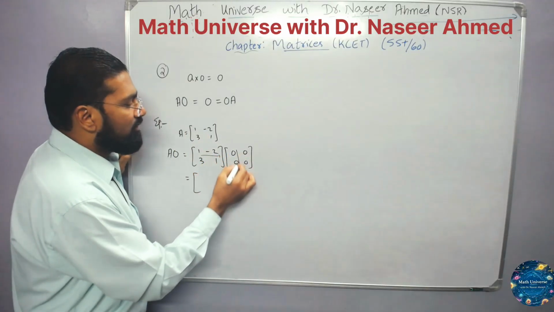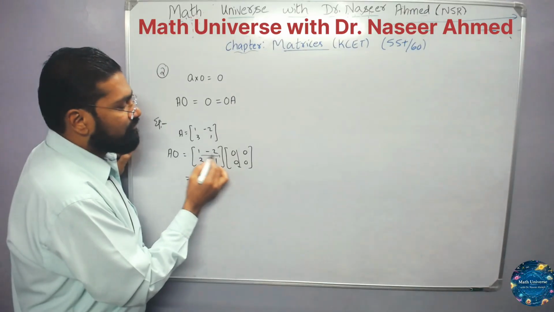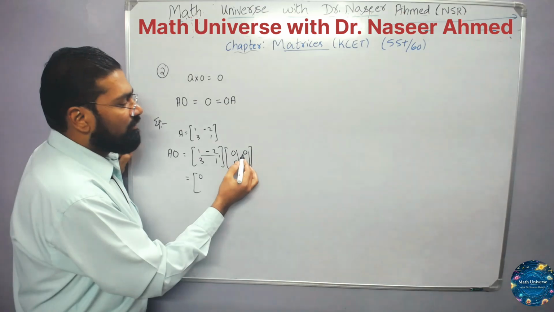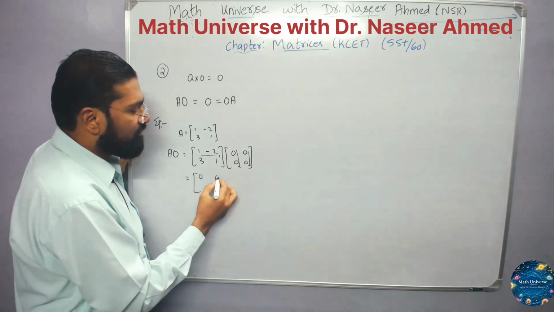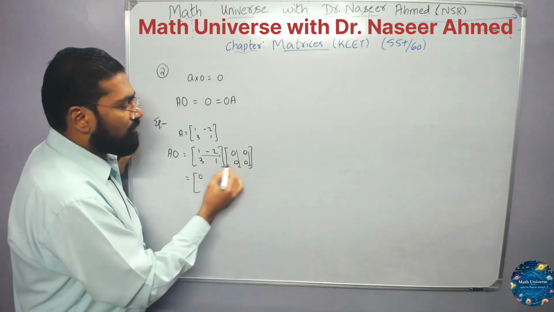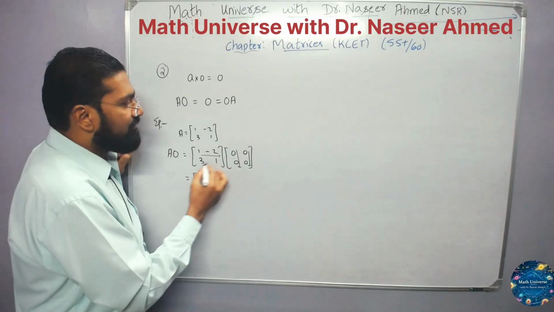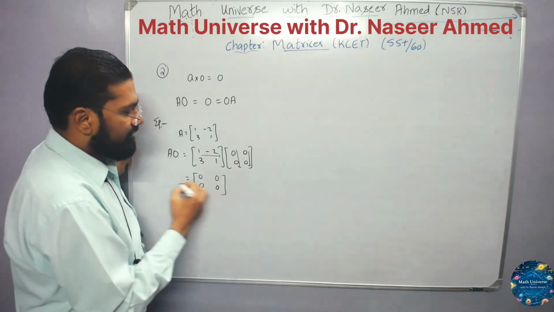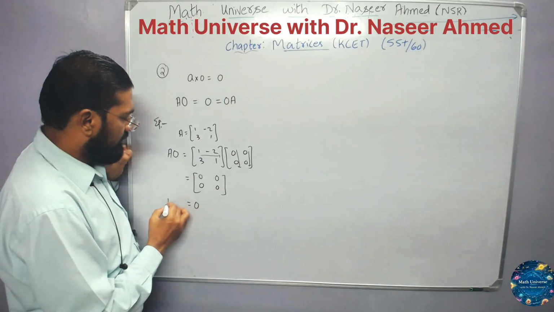Multiply row versus column. 1 into 0, 0. Minus 2 into 0, 0. 0 plus 0, 0. Now moving to second column. 1 into 0, 0. Minus 2 into 0, 0. 0 plus 0, 0. 3 into 0, 0. 1 into 0, 0. 0 plus 0, 0. 3 into 0, 0. 1 into 0, 0. Okay. So we got a null matrix.